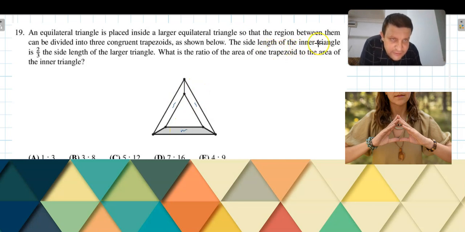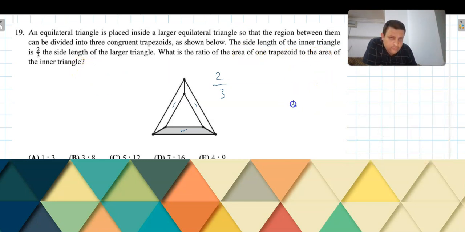The side length of the inner triangle is 2/3 the side length of the largest triangle. Okay, the similarity ratio is 2/3. What is the ratio of the area of one trapezoid to the area of the inner triangle? So the area of one trapezoid over the area of the inner triangle.